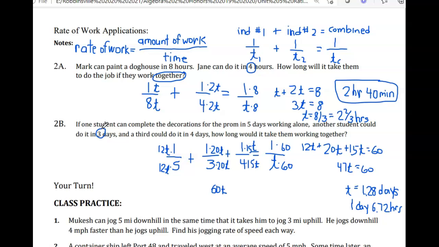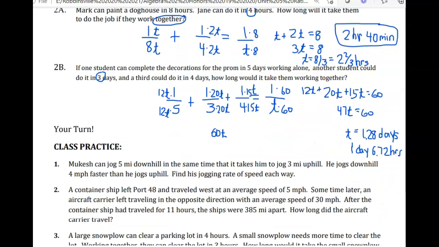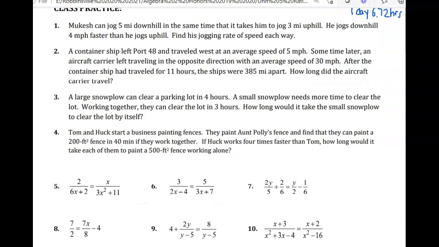All right, so there are 2 examples of each distance and rate of work type problems. Again, keep in mind when you do the distance problems that you don't always need a rational equation, but when you do rate of work, you'll always need a rational equation. Your job during class today is to solve the class practice. 1 through 4 are the applications. There's 2 each, 2 distance, 2 rate of work, and then there's 6 plain old equations to solve. Make sure you look for your excluded values.